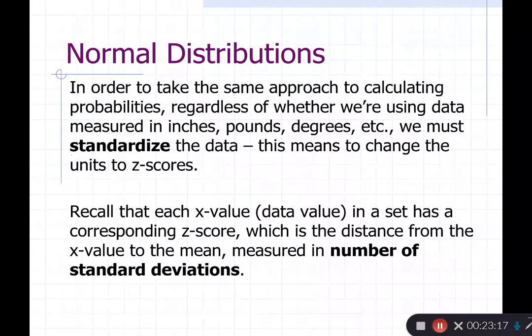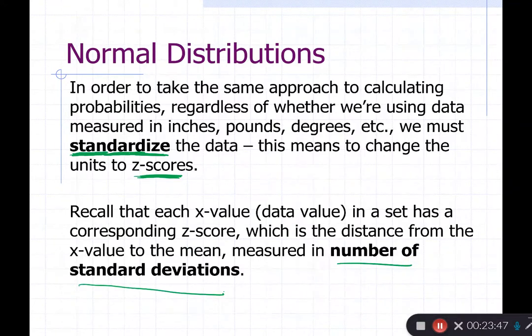We change the units. We convert the units from whatever they are into z-scores, number of standard deviations. And we talked about converting to z-scores in a previous lecture. So remember, each x value has its own z-score, and z-score is just a shorter, abbreviated way of saying number of standard deviations.